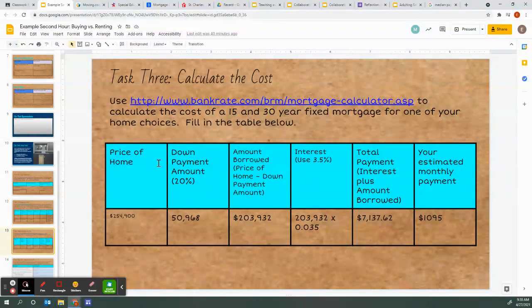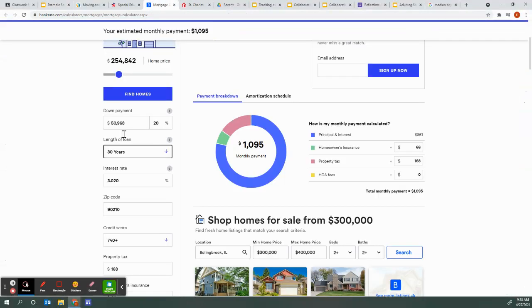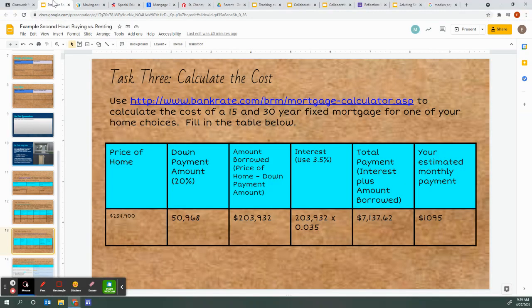I use the mortgage calculator to break down what I would ultimately be paying. So the price of the home was $254,900. I used the mortgage calculator and it told me how much I would need to put down if I was using 20% of the total cost of the house as a down payment. I listed that and then I had to subtract my down payment from the price of the home to see what I would be paying over time for the principal of the loan. Remember, principal is the amount I'm borrowing from somebody to pay for something.